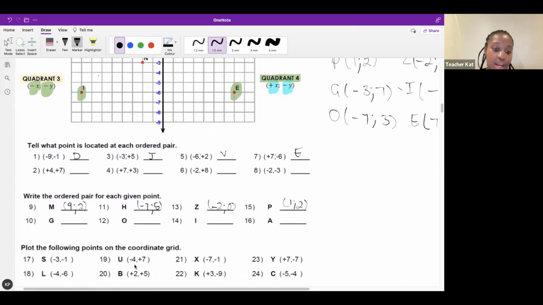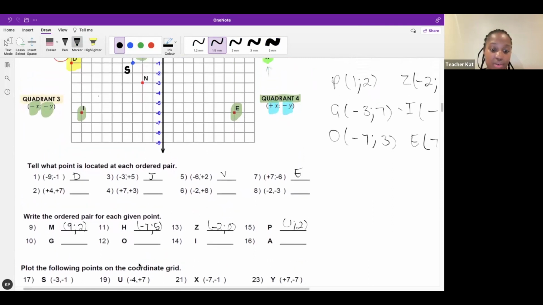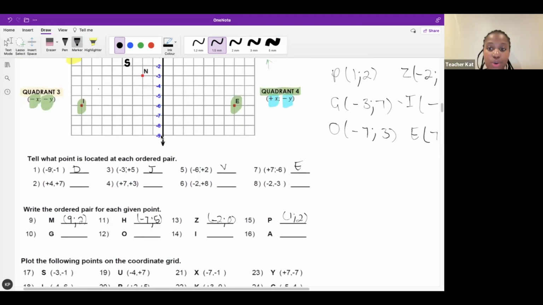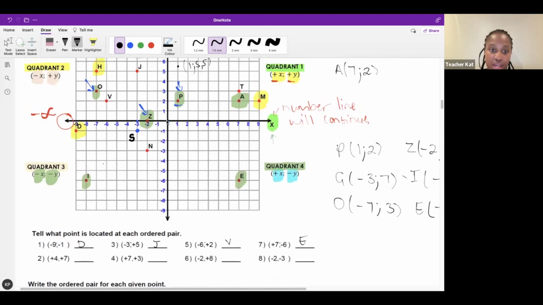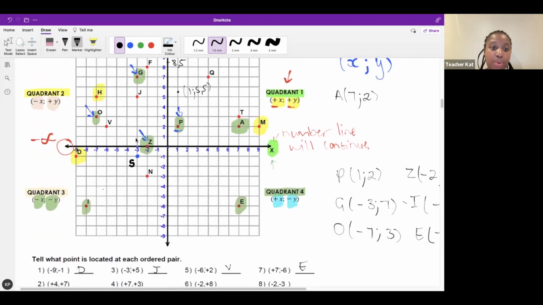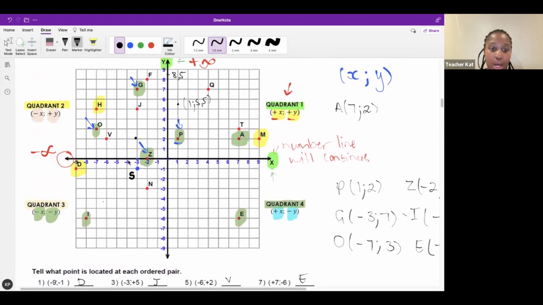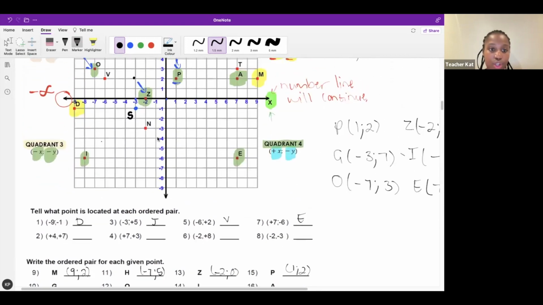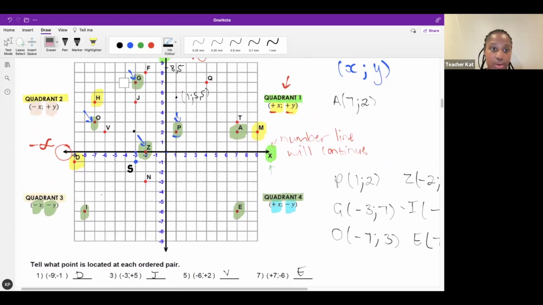And the next one is -4 with +7. So with -4, I'm starting in the middle. Will I go left or right? -4, am I going to go left or am I going to go right? Left. Nice. 1, 2, 3, 4. And +7, am I going up or am I going down? Up. Nice. I'm going up 7. So I'm going to end up over there. And that letter is U. That is a terrible dot. So I'm going to redo that. And this is point U.